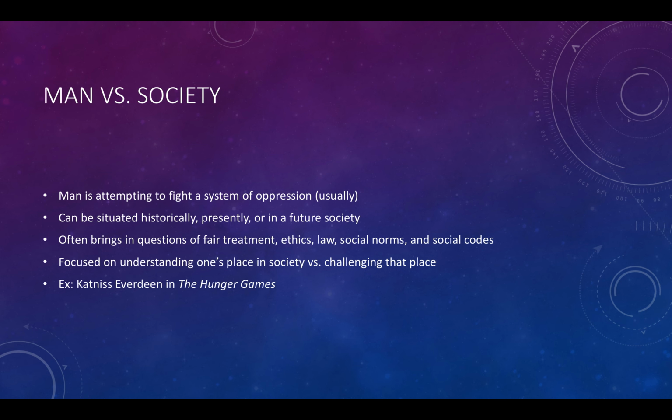And then man versus society is typically man attempting to fight a system of oppression. Generally, it's situated historically in the present or in a future society. This is where a lot of the dystopian, sci-fi young adult novels that are out currently end up. It often brings in questions of fair treatment, ethics, law, social norms, and social codes, and it's focused on understanding one's place in society, or sometimes understanding how to challenge that place in society.